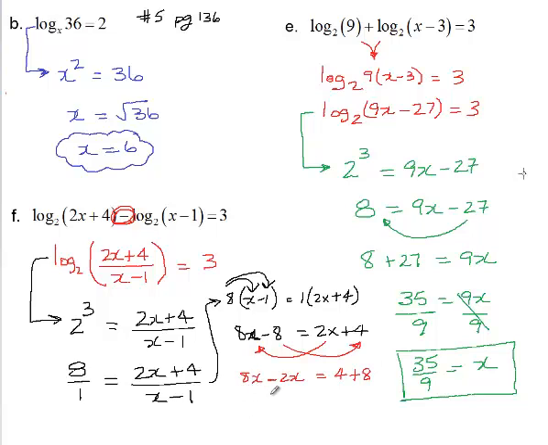So 8x subtract 2x, of course, is 6x. 4 plus 8 is 12. Dividing both sides by 6, we end up with x equals 2 as a final answer here. Okay? So there are 3 different examples of solving log equations in the form of logs on one side equal to a number. That's on page 136.